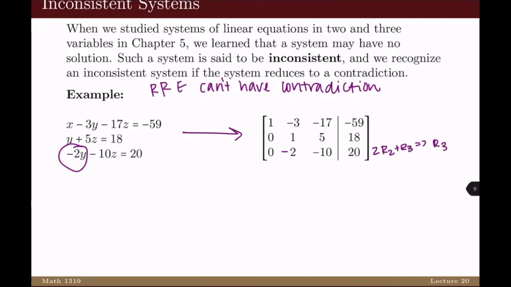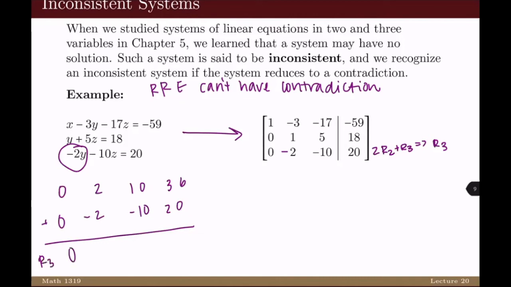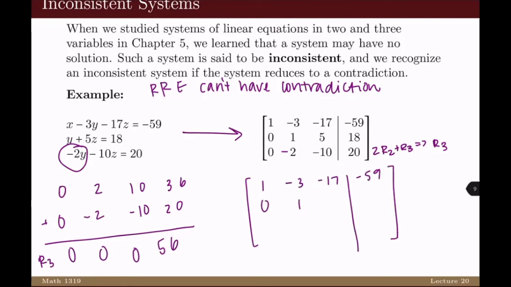So that's going to be, let's see, 2 times row 2 will be 0, 2, 10, 36. And we're going to add row 3, which is just negative 2, negative 10, 20. This is going to be our new row 3. So new row 3 is 0, 0, 0, 56. So that means we'll have 1, negative 3, negative 17, negative 59, 0, 1, 5, 18, and 0, 0, 0, 56.